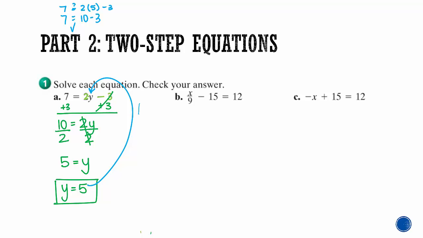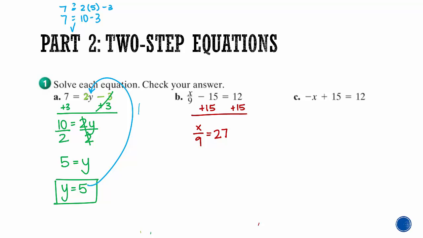Next one, a little harder. I have x divided by 9 minus 15 equals 12. So remember, undo PEMDAS. We have to undo addition and subtraction first. So that means the 15 has to go. So because it's subtraction, I'm going to add it. And I end up with x divided by 9 has to equal 27.